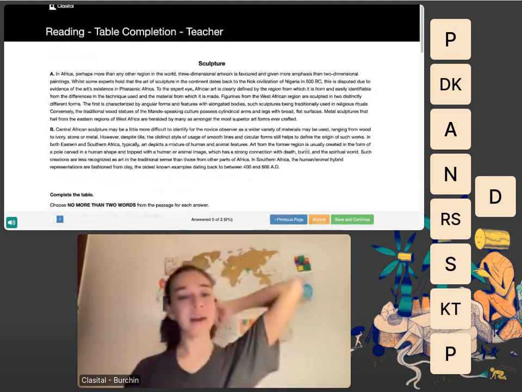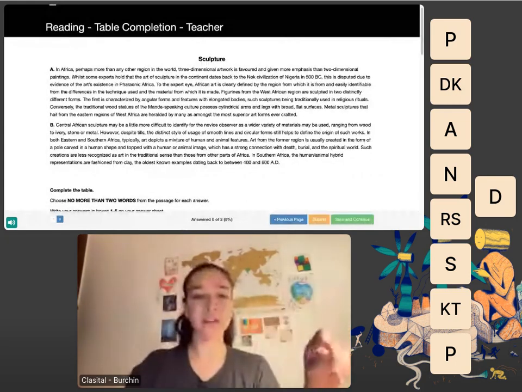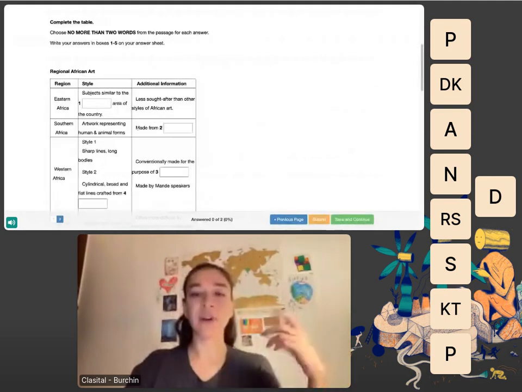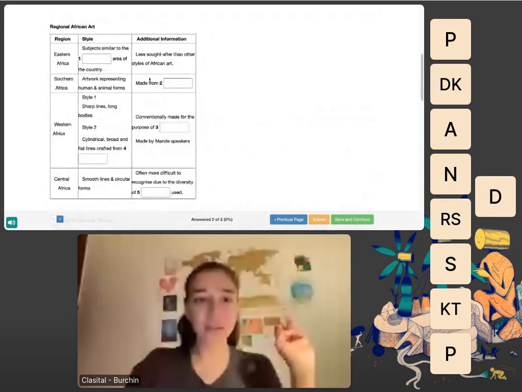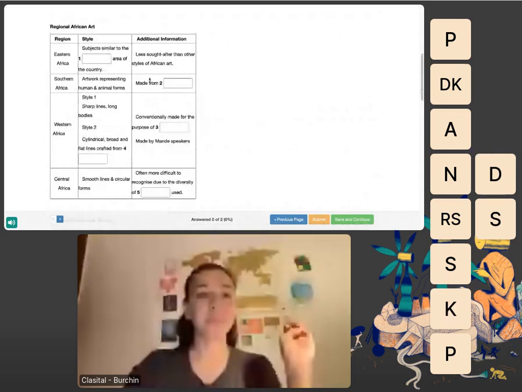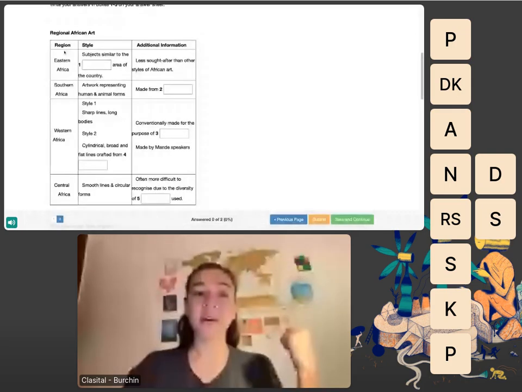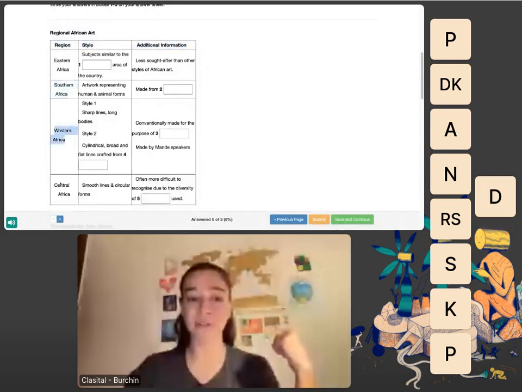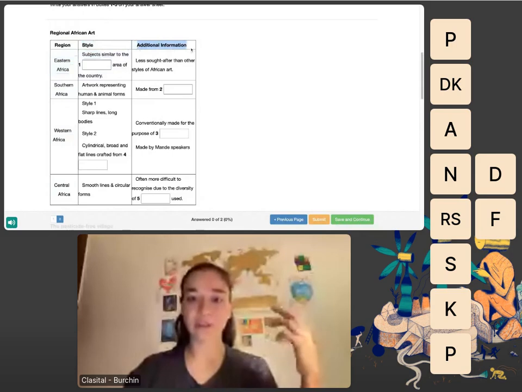Now we have a passage. I have taken a part from the passage. As I said, let me see how many questions we have. We have 5 questions and a table. It says regional African art. We are given the information of region: Eastern Africa, Southern Africa, Western Africa, and Central Africa. And we have the styles, and the additional information about this kind of art.